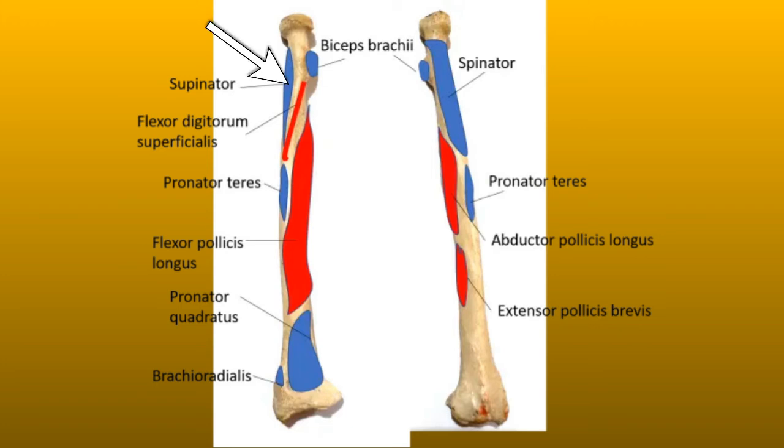Now next is the supinator. The supinator muscle is inserted into the upper part of the lateral surface. Now the pronator teres is inserted into the middle part of the lateral surface of the radius bone. And remember, the brachioradialis is inserted into the lowest part of the lateral surface just above the styloid process. Remember, in the series, supinator, pronator teres and brachioradialis are inserted into the upper, middle and lowest part of the lateral surface of the radius bone respectively.